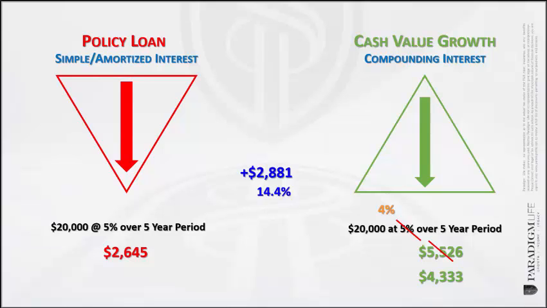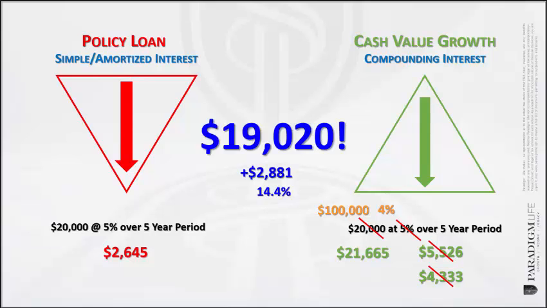Now here's a question for you. Did we only have $20,000 of cash value in our policy? And the answer is no. In the example, we actually had $100,000. So if we're compounding at 4% on $100,000, that's actually a gain of $21,665. So even in this example, using $20,000 of our policy, or leveraging $20,000 of our cash value, and making a consistent payment back, we still come out ahead $19,020.